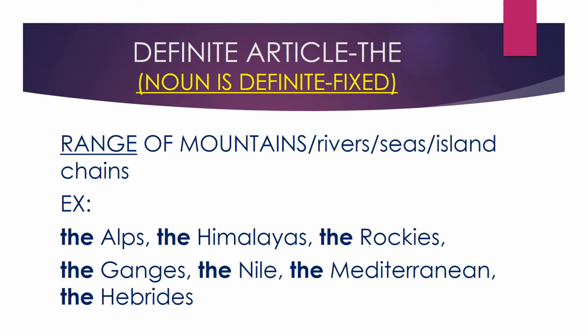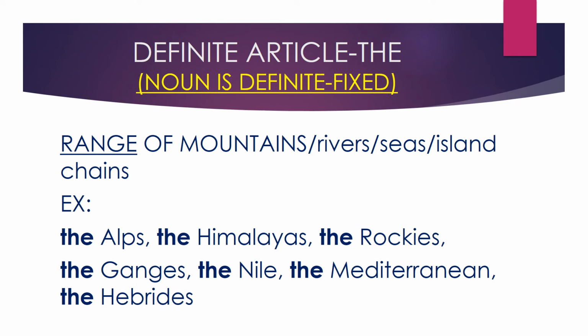We use the before the names of a range of mountains. Listen carefully, not before the name of one mountain. Like Mount Kanchenjunga is one mountain. We cannot say the Mount Kanchenjunga. No, that would be wrong. But when we have a range of mountains, that is a unique thing. It is a fixed thing and very definite. So we always use the before it.